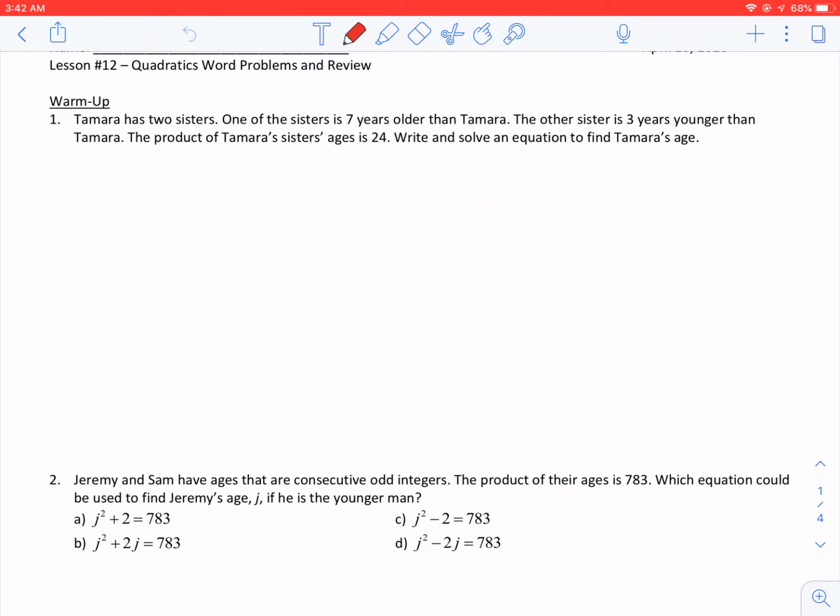On number 1, Tamara has 2 sisters. One of the sisters is 7 years older than Tamara. The other sister is 3 years younger than Tamara. The product of Tamara's sisters' ages is 24. Write and solve an equation to find Tamara's age.